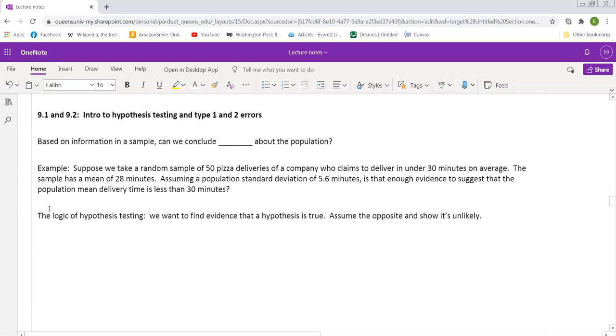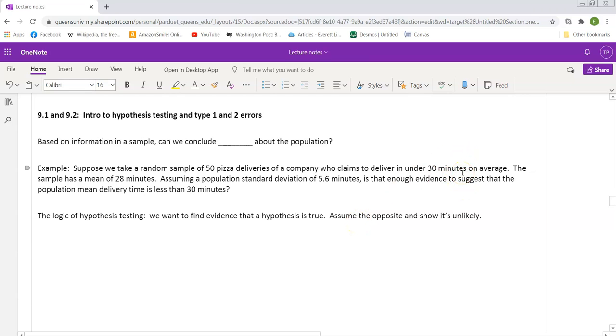So hypothesis testing is essentially a formal argument. And the structure of it is that we want to find evidence that a hypothesis is true, such as that a company delivers in under 30 minutes on average. So what we're going to do is we're going to assume that that's false. And we're going to show that this opposite is unlikely.